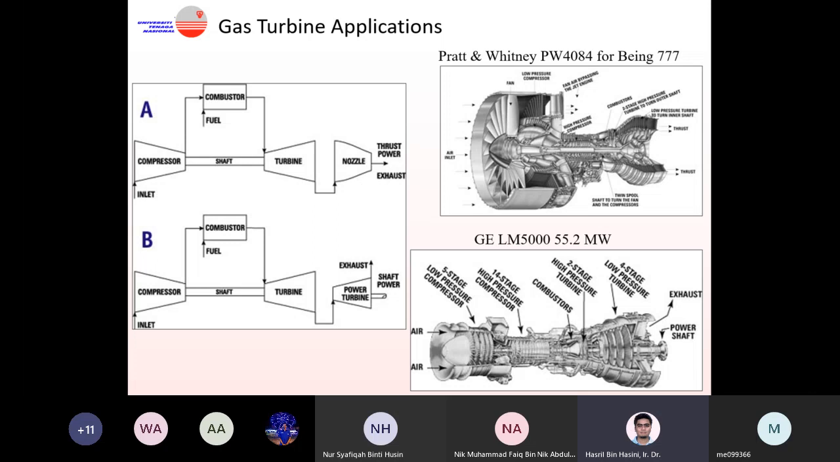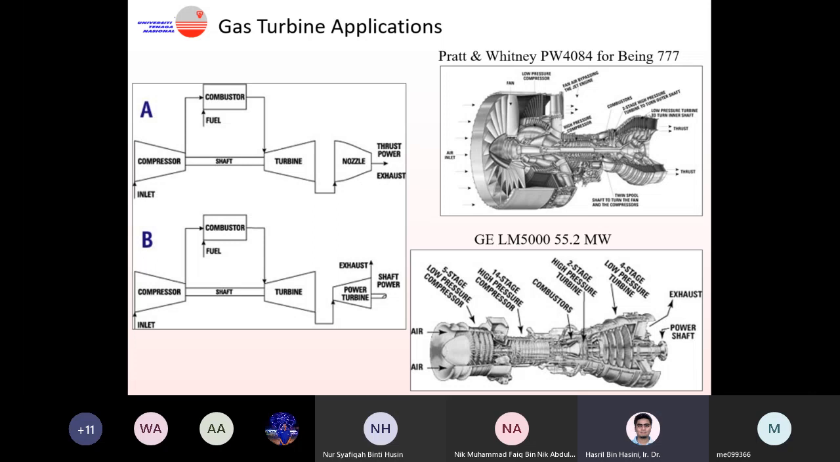Okay, nozzle. The function of the nozzle, if you can still recall, is to do the acceleration. So the main purpose is to obtain the velocity or the thrust. This is where you obtain the jet velocity for all aircraft engines. On the other hand, for the electricity generation industry, the hot exhaust gas is used to drive the generator on the same shaft. The generator is actually the one that produces the electricity.